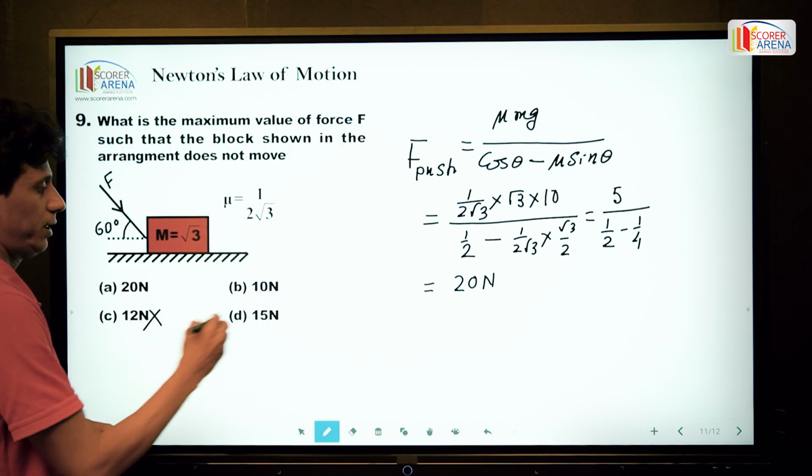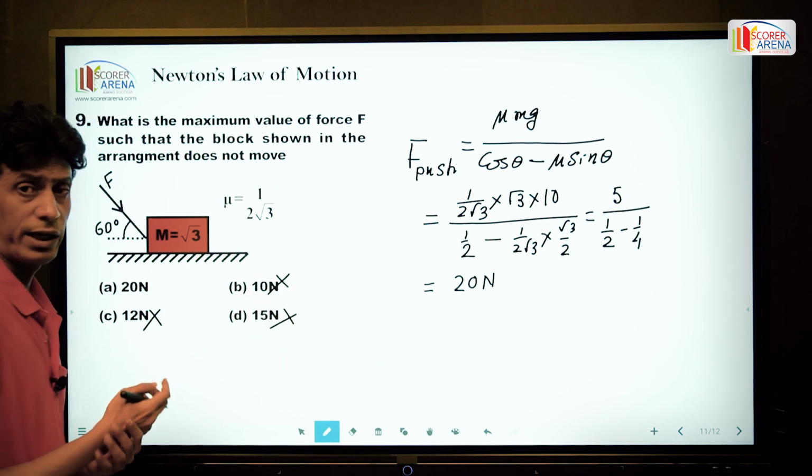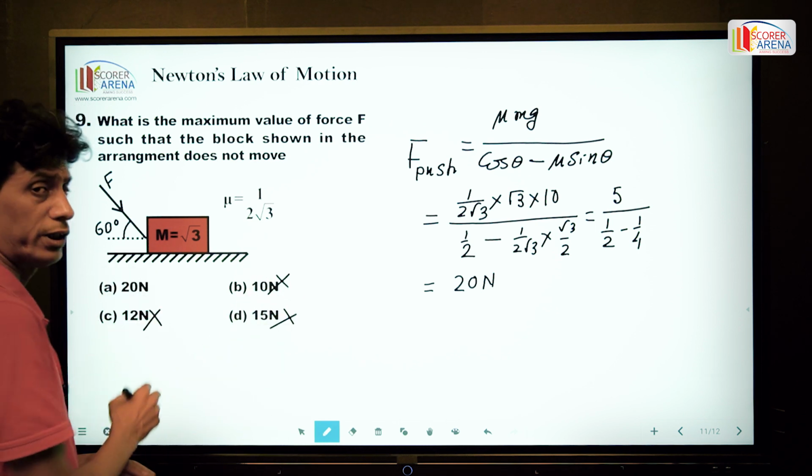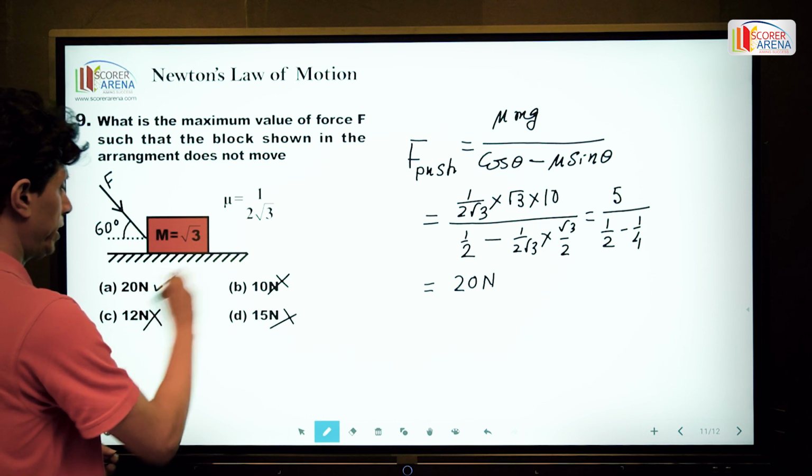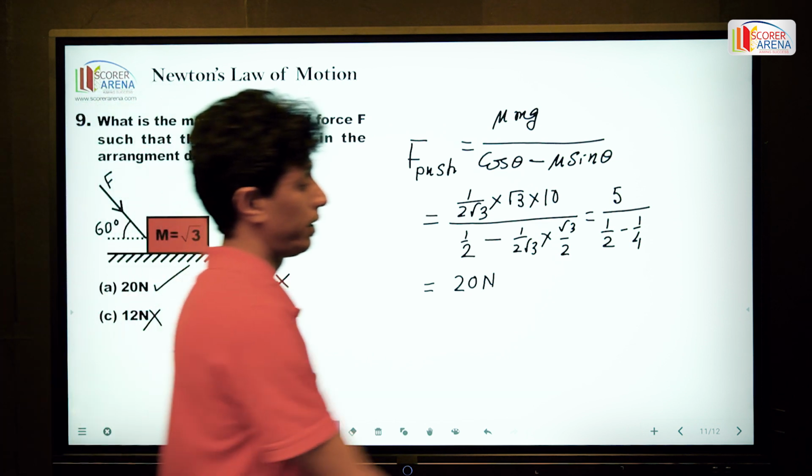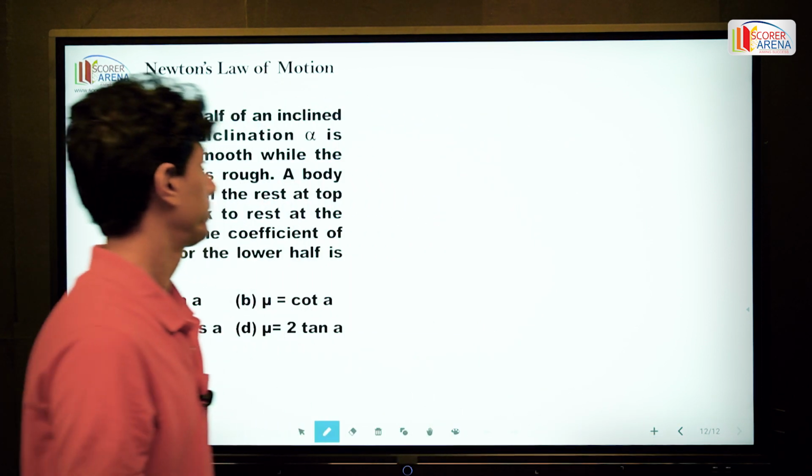So C, B and D are not the correct options. The right option that matches here is 20 Newton, that is A. Next problem.